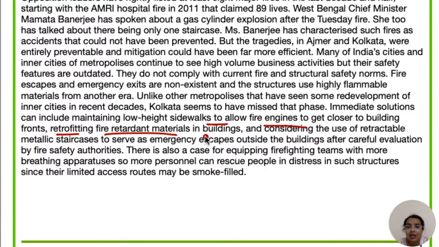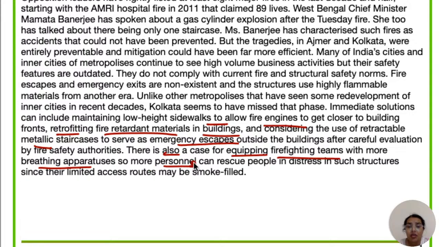retrofitting fire retardant materials in buildings. Fire retardant means जो fire को धीमा करें, won't help fire to spread quickly. And considering the use of retractable metallic staircases to serve as emergency escapes. So you might have seen, no, at many places there are fire escapes which are outside the building and लोहे के बने होते, iron के, metal के बने होते. So such staircases can serve as emergency escapes outside the building after careful evaluation, and this should be done by fire safety authorities.